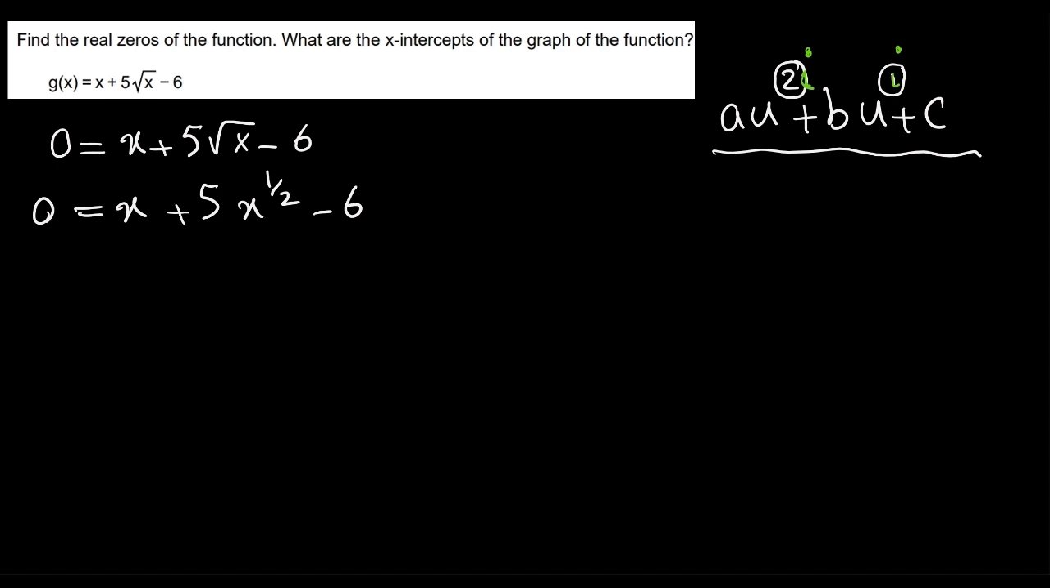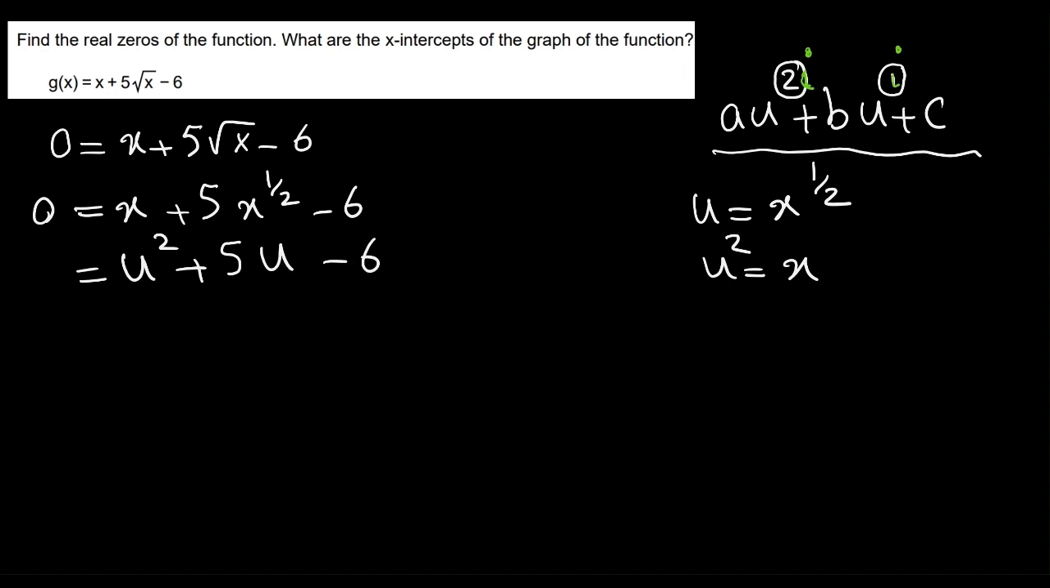So when we have a quadratic in form equation, x to power 1/2 or u is a new variable. So we set u as x to power 1/2. And if u is x to power 1/2, then x is u squared. Now let's rewrite the equation. u squared plus 5 times u minus 6 is 0. Again, we have a quadratic equation and we can solve it by any method that we want.